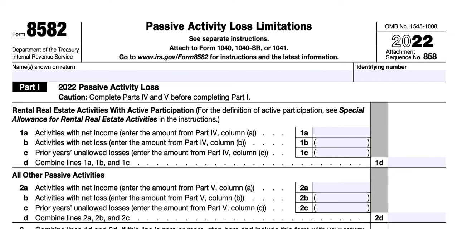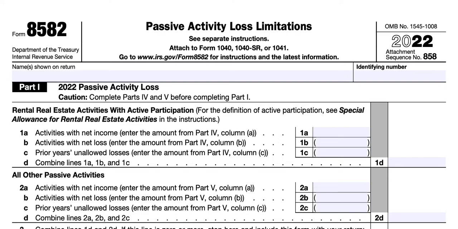In this video, we'll be going over IRS Form 8582, Passive Activity Loss Limitations. This is a 3-page document that you can find on the IRS website. We'll briefly go through the document, we'll cover some administrative items, and then we'll go step by step into the instructions. So Part 1 is previous year's passive activity loss.